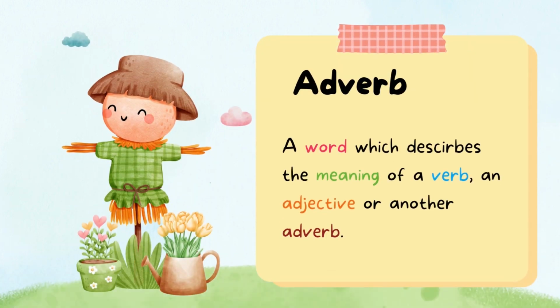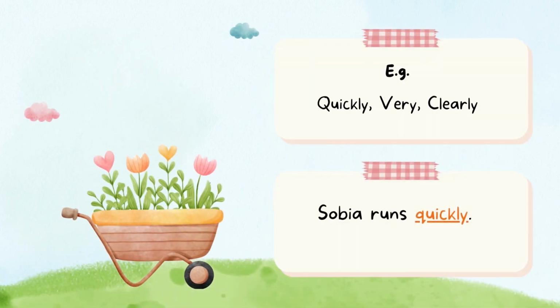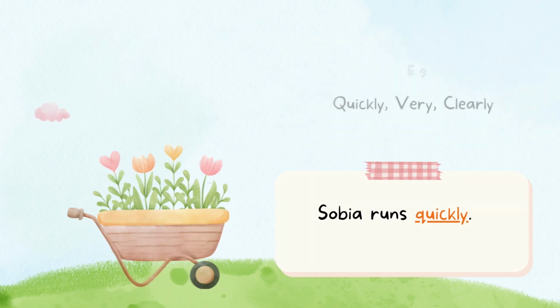Adverb. A word which describes the meaning of a verb, an adjective, or another adverb is called adverb. For example, quickly, very, clearly. Sobia runs quickly. Here the word quickly is describing a verb runs. How Sobia runs? Quickly.